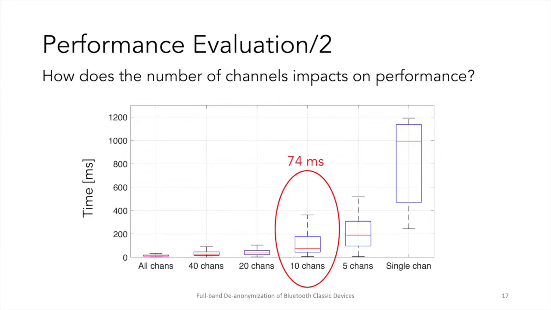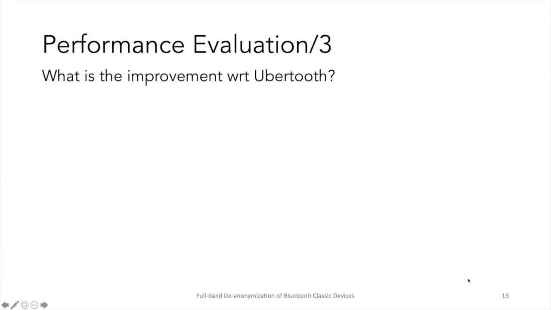This brings us to our third scenario, where we compare the performance of our real-time 8-channel sniffer with Ubertooth. We chose Ubertooth as a reference because it was the first device that attempted to de-anonymize Bluetooth connections, and even if it can sniff just one channel at a time, it is affordable and well established in the research community.